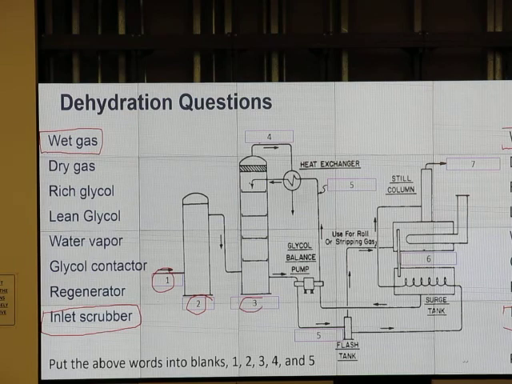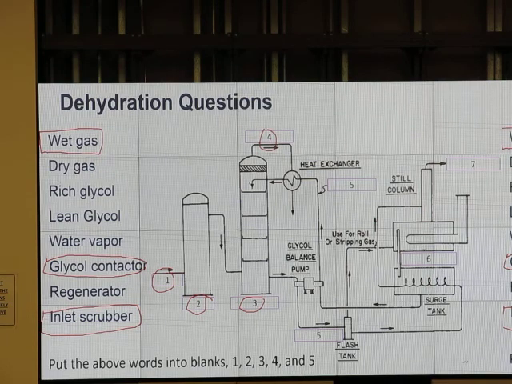Number 3. Absorber. Yes, absorber is correct. Another word, we can say glycol contactor. Number 4. Dry gas. In the exam, there's no one to circle this for you. You know that, right? Number 5 is what?